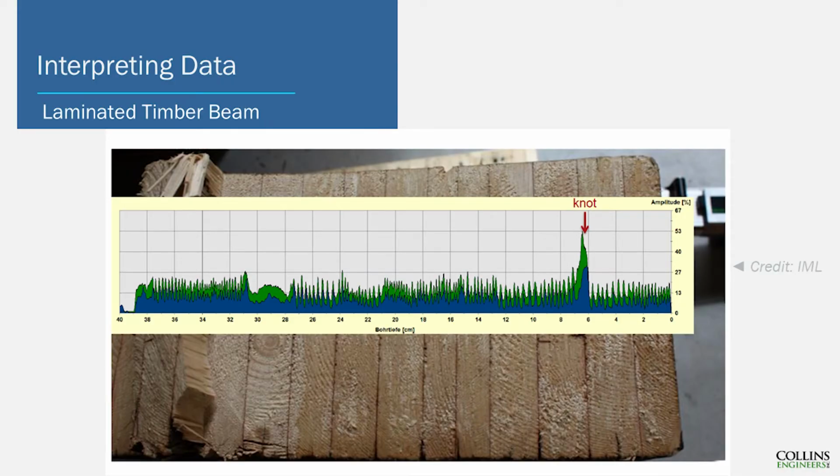This is a laminated timber beam. So you can see you get the good spikes in the growth rings. There's a little knot or the heartwood there on the left, and then it hits a knot on the right and gets a big spike in resistance.